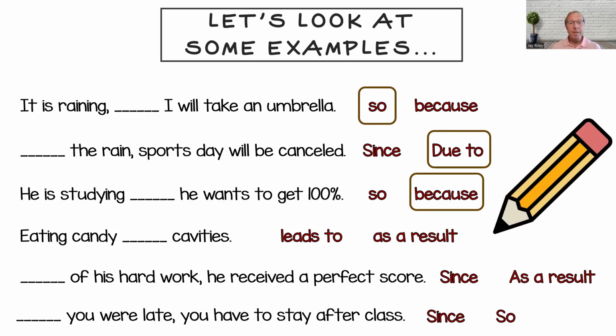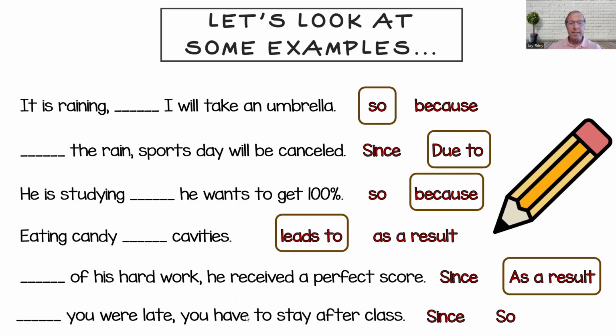Eating candy as a result, cavities or leads to cavities? Leads to. Eating candy is the cause, cavities is the result. Blank of his hard work, he received a perfect score. As a result of his hard work. So his hard work was the cause, and his perfect score was the effect.